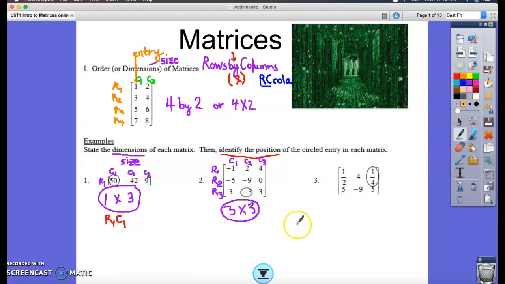All right, now I want you to tell me where is entry -3. This circled entry is in column 2, but first it's in row 3. Remember, RC colon, R first, C second. Okay, so I need to write that it is in row 3. It's where row 3 meets column 2.